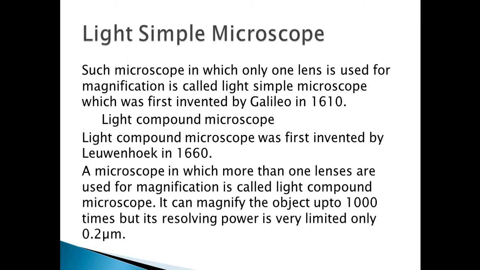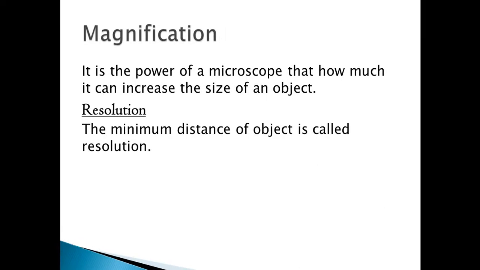Okay. Now obviously you are familiar with the difference between light simple microscope and light compound microscope. In a light simple microscope only one lens is used for magnification, and in a light compound microscope one or more than one lenses are used for magnification. That is called a light compound microscope. So we are going to start magnification.